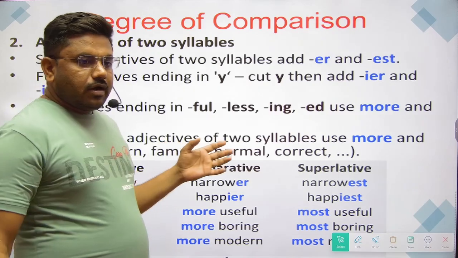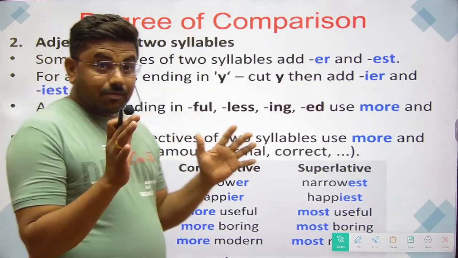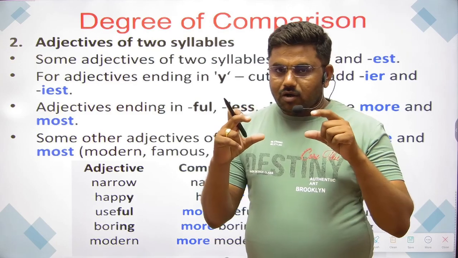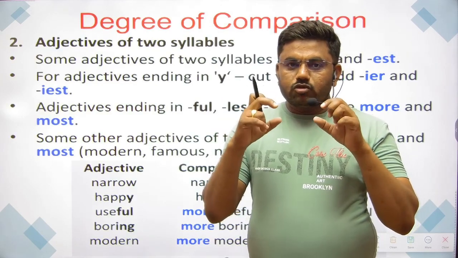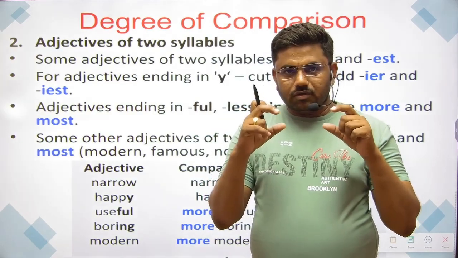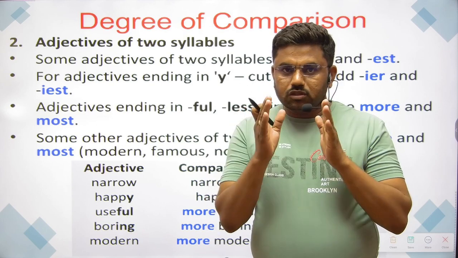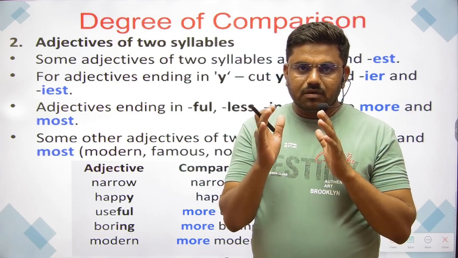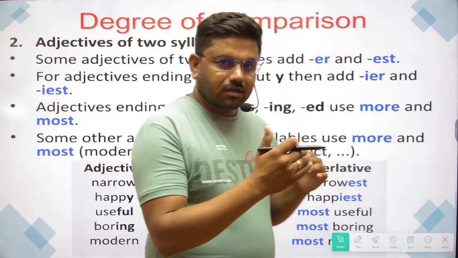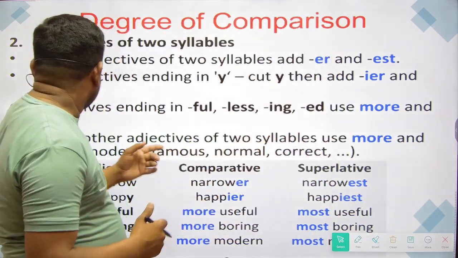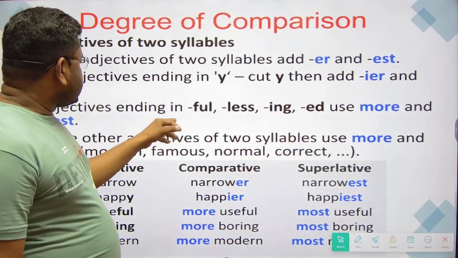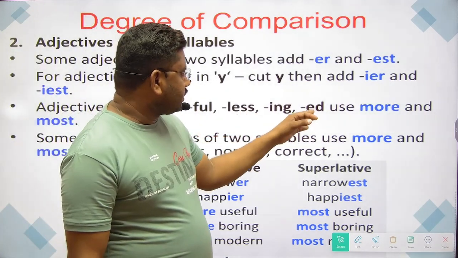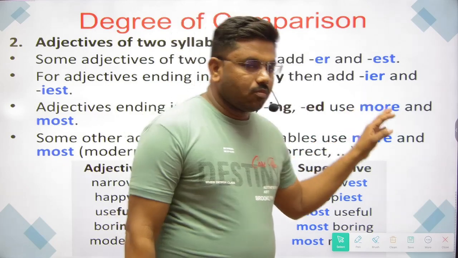Okay. Now the next one: what is a syllable? First of all, you should know that a syllable means the pronunciation or the sound in a word or adjective. Two sounds means two syllables, single sound means single syllable, then more sounds, we can say three syllables also. Now see here, adjectives ending in -ful, -less, -ing or -ed, we use more and most.